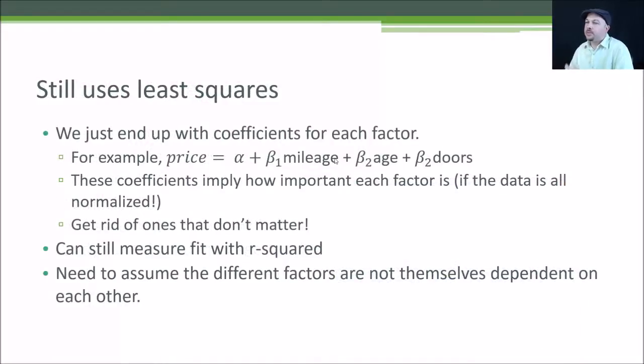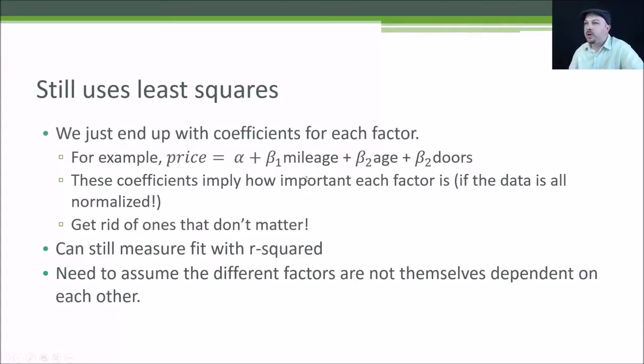Okay, so fundamentally, it's still going to use the least squares approach to fit a model to your set of observations. The difference is that you're going to have a bunch of coefficients for each different feature that you have. So for example, the price model that we end up with might be a linear relationship of alpha, some constant, kind of like your y-intercept was, plus some coefficient of the mileage, plus some coefficient of the age, plus some coefficient of how many doors it has. And once you end up with those coefficients from least squares analysis, you can use that information to figure out how important each of these features is to my model.